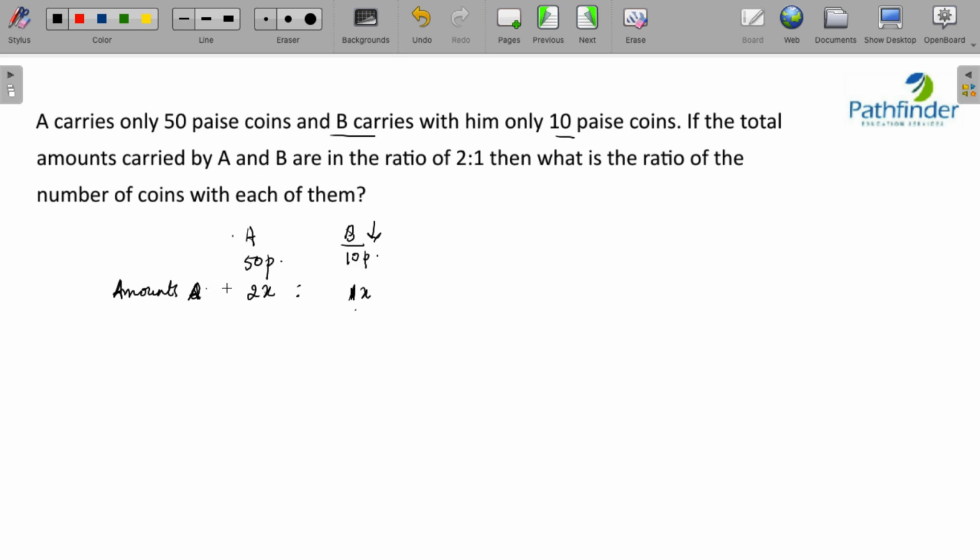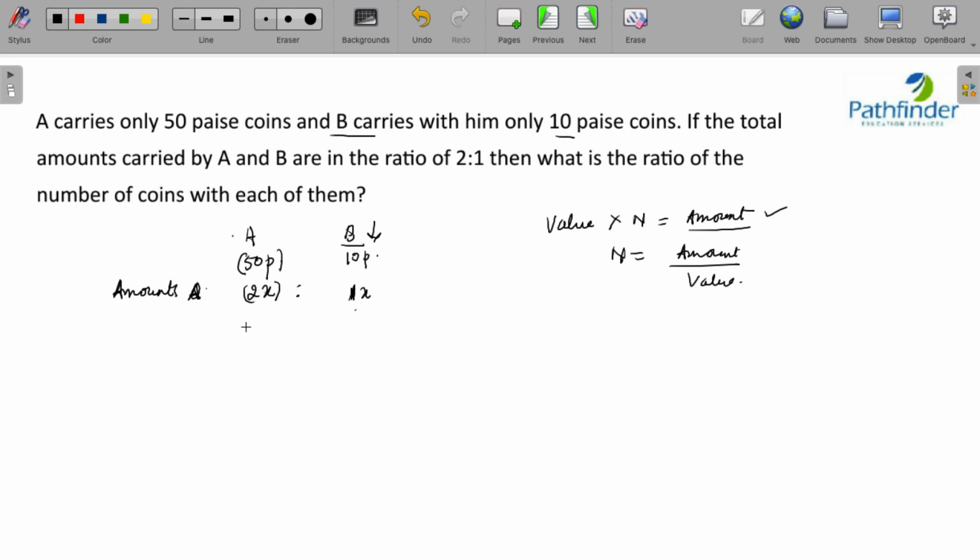Now what is the relation between the value of each coin, number of coins, and amount? Value of each coin multiplied by number of coins gives us the amount. We all know this. But here we need to find out the ratio of number. So number is nothing but amount divided by value. So if you divide the amount by value, you get the total number.